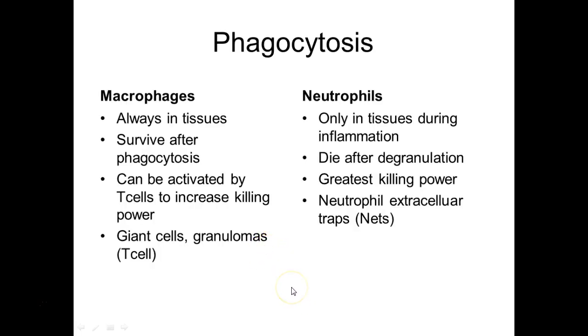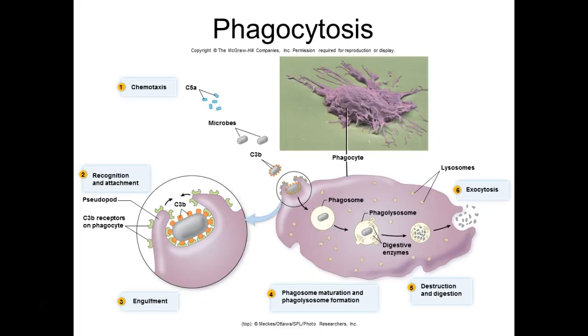So there are several different types of white blood cells that can do this process. The two main ones that we talk about are macrophages and neutrophils. Oh, I remembered. I'll go back to it while I still remember.